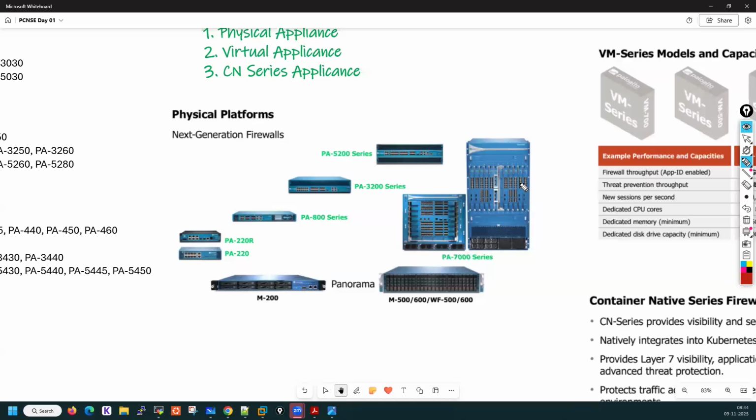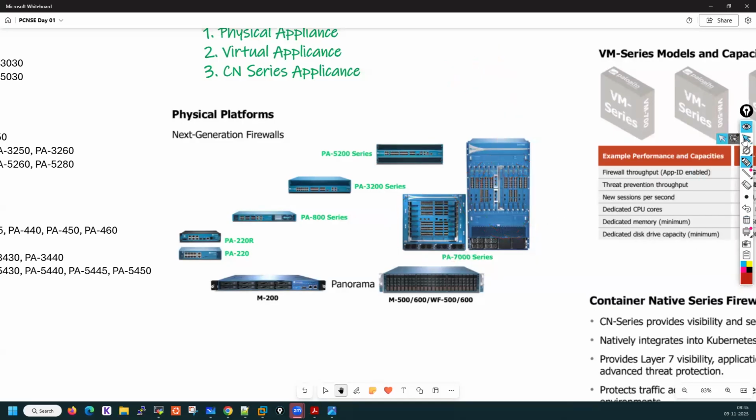And also, guys, one more thing. If I talk about the PA7000 series, the 7K box, and the PA7500 series, those are chassis-based firewalls. Chassis-based means you will get multiple slots over there. Okay. So this is the picture of your Palo Alto 7000 series boxes.